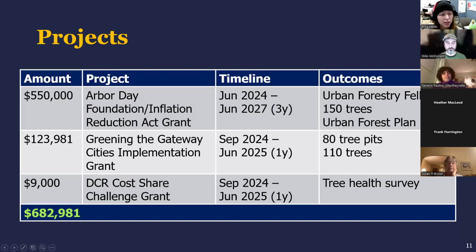So we have three projects. Most of you on the call have seen this before. The large grant is the Arbor Day Foundation Inflation Reduction Act grant. That's what allows me to be here. It's a 3-year grant. We're going to plant 150 trees, make an urban forest plan, and have a really great youth program. We also have two smaller grants that will support planting of trees and preparation of tree pits, and we have a tree health survey. So these are the three grant projects we have running right now. You don't need to remember that, but it's quite an investment in urban forestry, so we hope to do a good job.